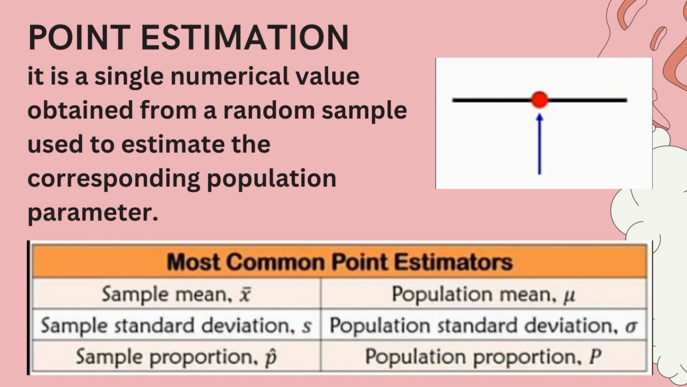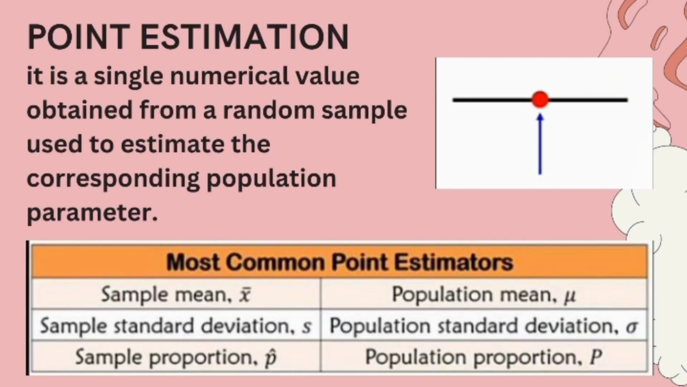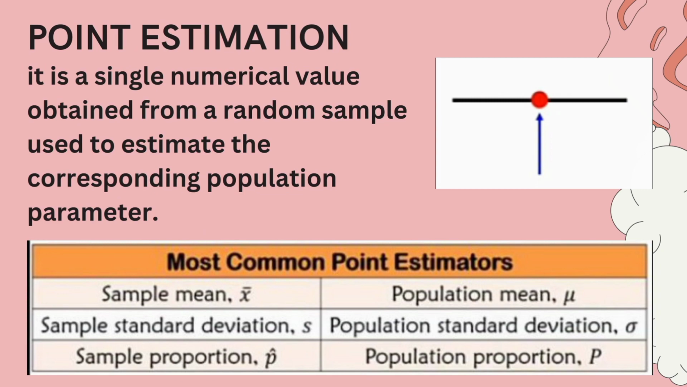Here are the most common point estimators. Sample mean X bar is the best point estimate for the population mean mu. Sample standard deviation, small letter s, is the best estimate for the population standard deviation, sigma. And sample proportion, p hat, is the best estimate for the population proportion, capital P.